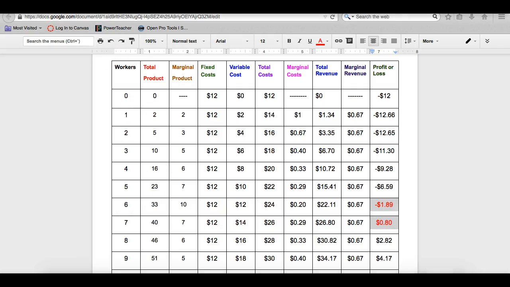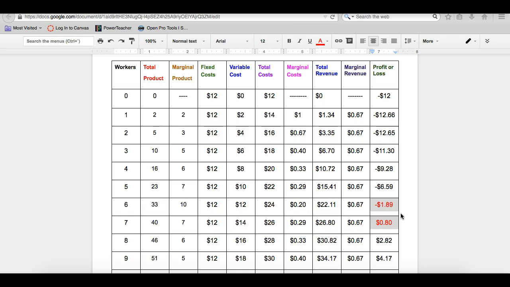I'm going to try and label this. So this is going to be our break-even point. I'm just going to say BE for break-even point. So the break-even point is going to be between these two workers, 6 and 7 workers, because in between there is where we have exactly 0.